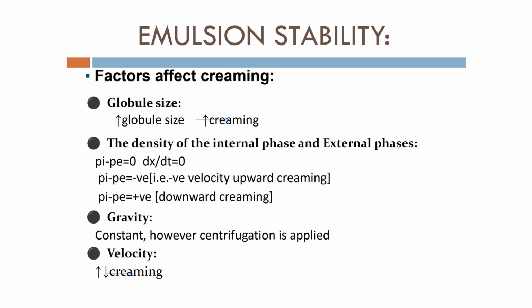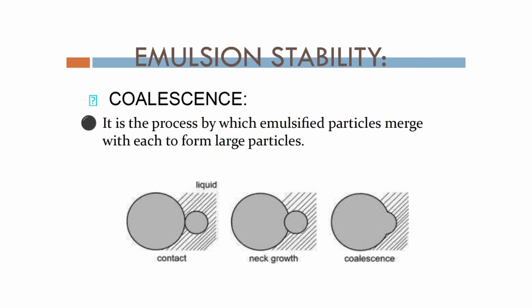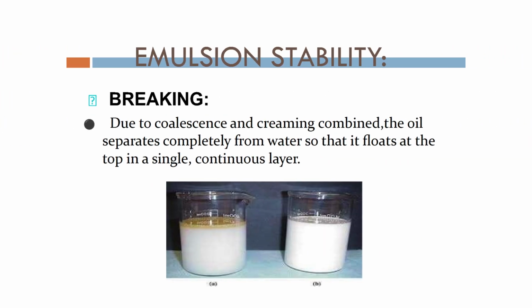Now let's look at a more severe form of instability, coalescence. Coalescence is the process by which emulsified particles merge with each other to form larger and larger particles. It's an irreversible process. The diagram illustrates this beautifully. You start with two separate liquid droplets, they make contact, a neck grows between them, and finally, they merge completely into one large droplet. This leads us to the most severe instability, breaking. Breaking is when, due to the combined effects of coalescence and creaming, the oil separates completely from the water. It forms a single continuous layer that floats at the top. The emulsion is permanently destroyed.